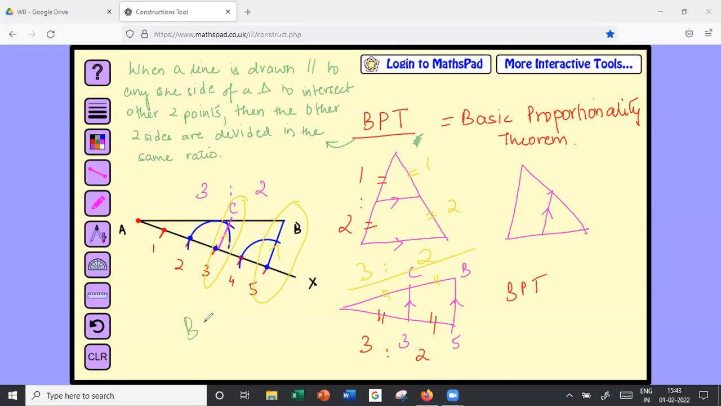You just need to use the word BPT in the justification, and you need to say that 3C is parallel to 5B. Hence, by BPT, this part is to this part will be same as this is to this. That's it. Okay. So that's all is the justification for when you divide a line segment. So this is one method.